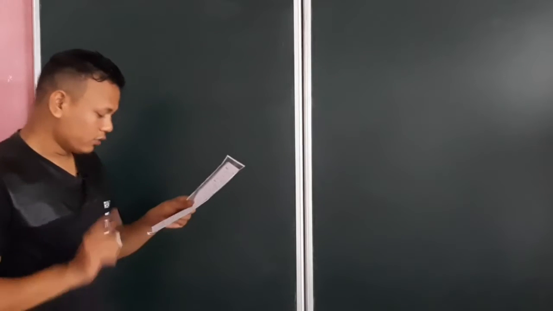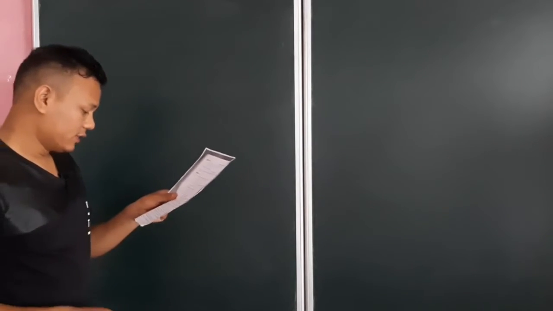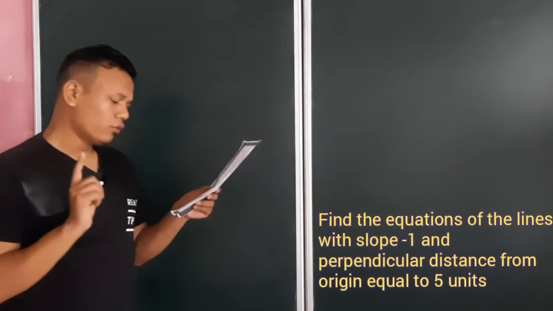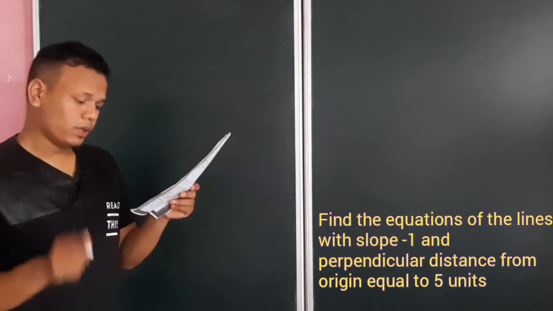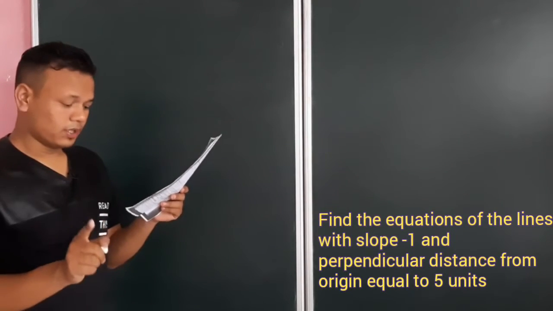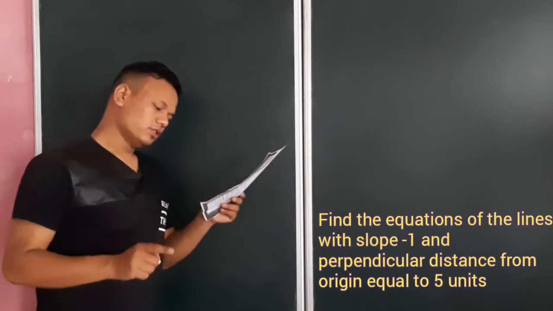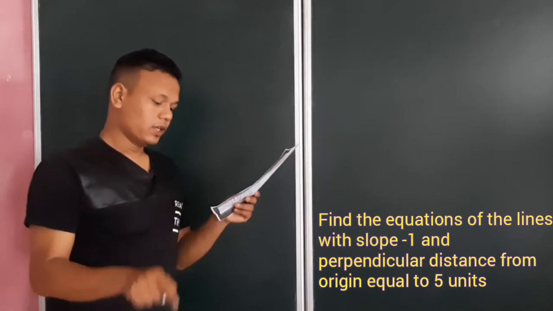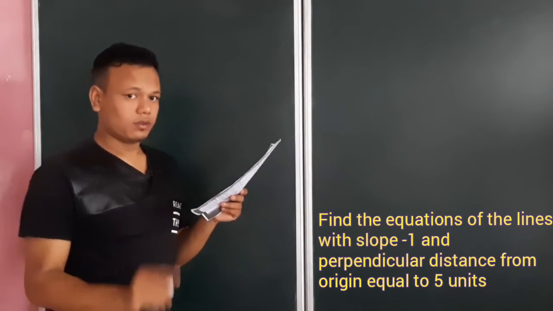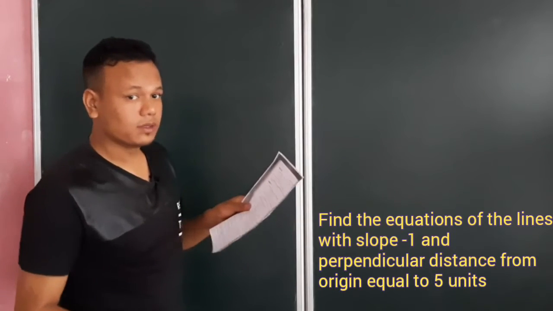Let's now take question number 12. Question 12 says, find the equations of the lines with slope minus 1, so the slope is given, and the perpendicular distance from the origin is equal to 5 units. Let's try to understand what this means.